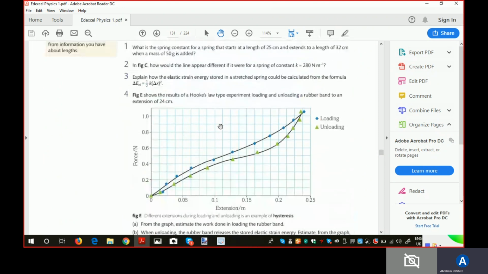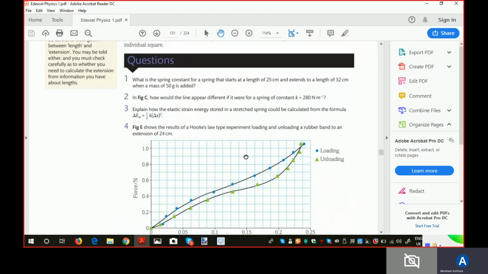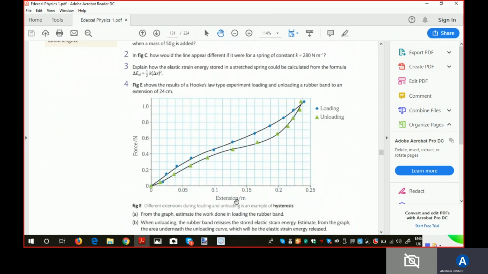This is a question. Yes, a graph. So here you have force, you have extension. The area under this is the work done. So here, yes, I think this is for a rubber band. So initially the rubber band is loaded. Can you see the blue dots? This is when the rubber band is loading, the top curve. So when the rubber band is getting loaded, you have that. When it is unloading, the rubber band follows this path.